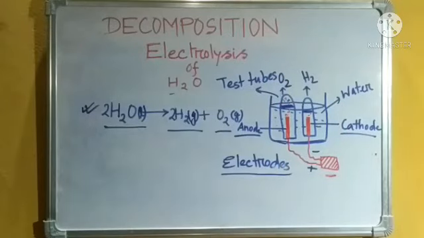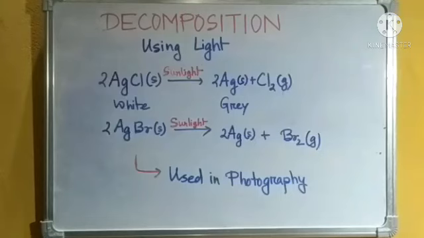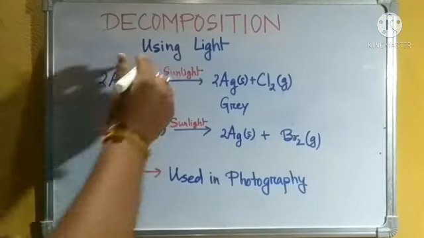So this is electrolysis of water. What is electrolysis of water? We are using electricity to break down the water molecules into hydrogen gas and oxygen gas. That is what your activity 1.7 generally describes. Now we'll be looking at some examples where light is used for decomposition. So next we'll be looking at decomposition using light.